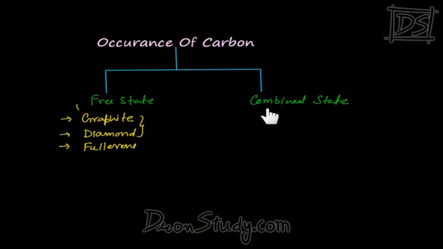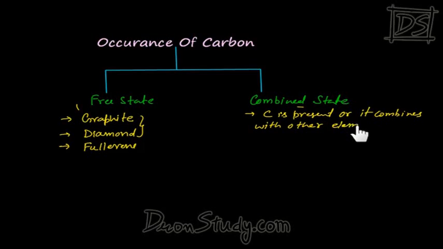Secondly, we have combined state. What happens in combined state? Carbon combines with other elements to form compounds. That means here it is not found in the form of carbon but in the form of different compounds.